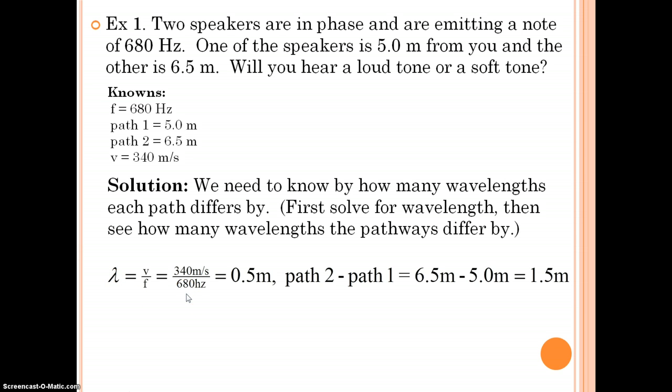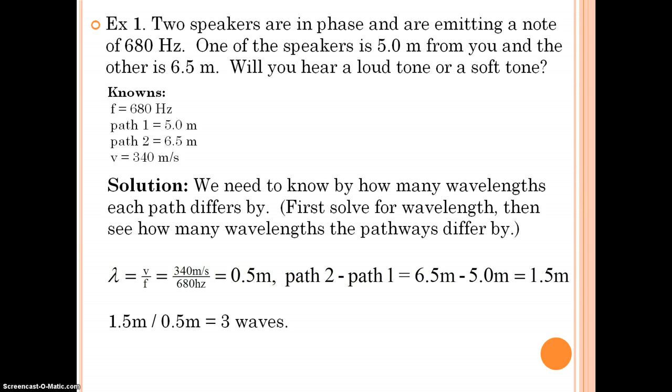So 340 divided by 680 conveniently comes out to be exactly 0.5 meters. That's a nice, sort of even number, a nice fraction, I guess you could say. And we have the path difference here is 1.5 meters. So as I said before, and as it says in the solution there, if you know how many waves you have in that distance of 1.5 meters, you can determine whether you have constructive or destructive interference.